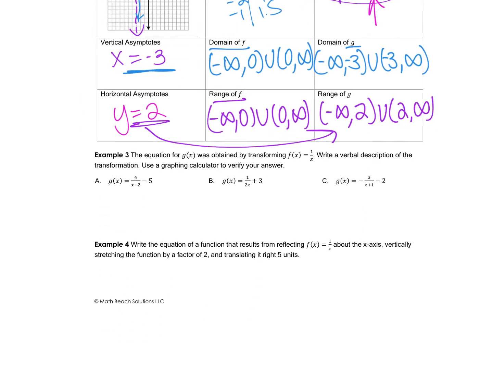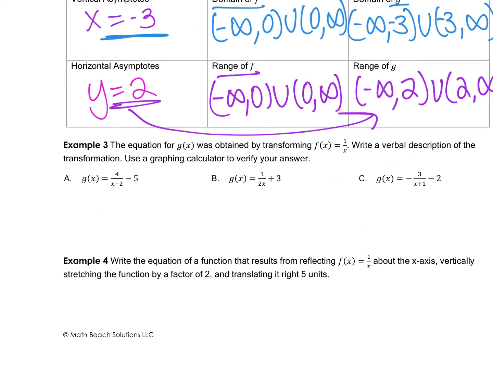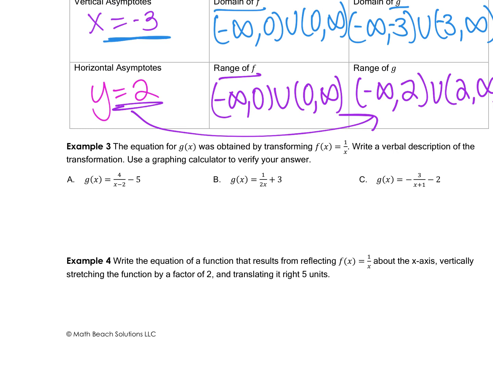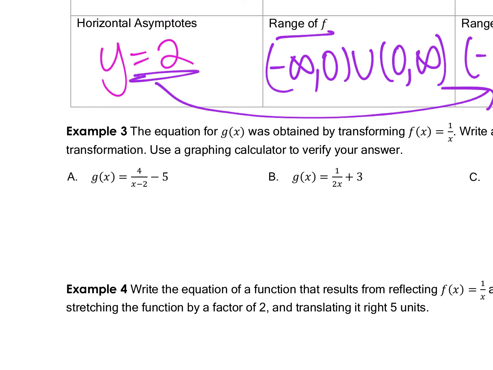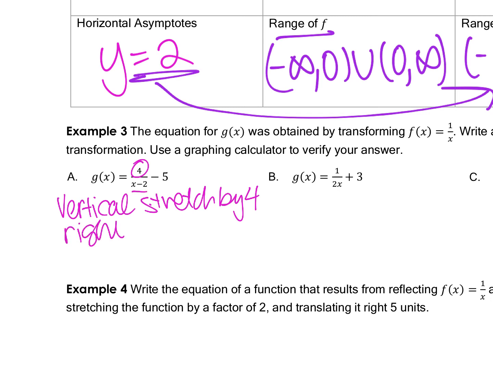All right, next section, we are going to write the equation for g obtained from translating the parent function 1 over x. We're going to write a verbal description, and then if you want, you're welcome to use a graphing calculator to verify your answer. So the top is your a, that's vertical stretch. So vertical stretch by 4. And the denominator is x minus 2, so that's going to go right 2. And then the -3 on the outside of the fraction goes down 5.